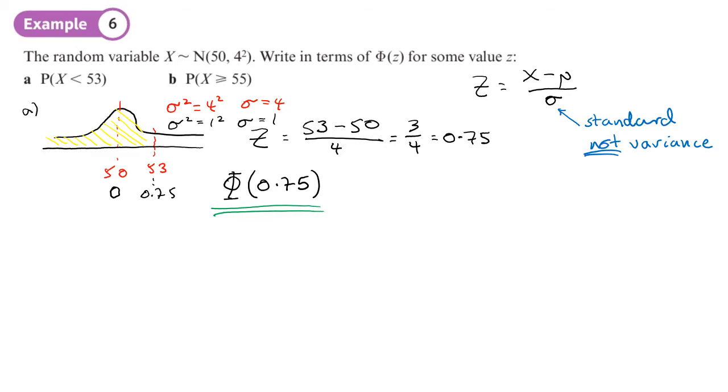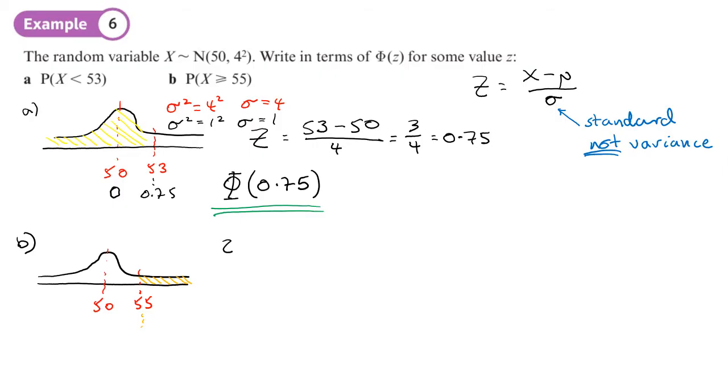Okay, let's have a look at the next question, part B, and this time we still have 50 in the middle, and we have 55, which is over here, and it's about this area because it says greater than 55, and we want to write it in terms of z. So we need to work out what is the equivalent z value to this x value of 55.